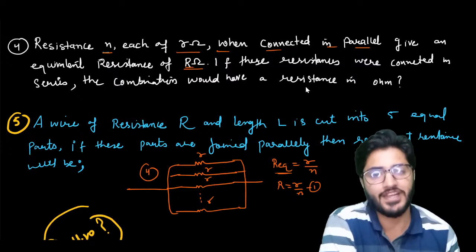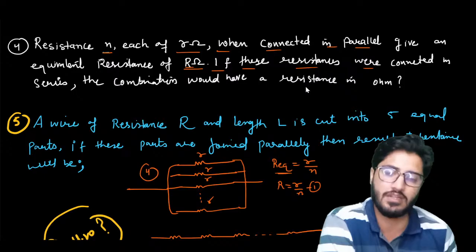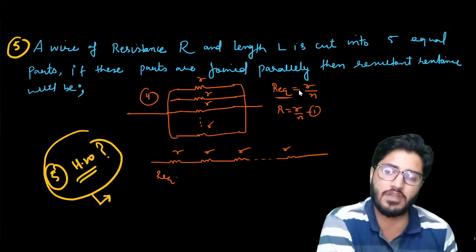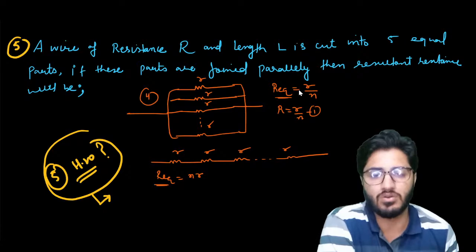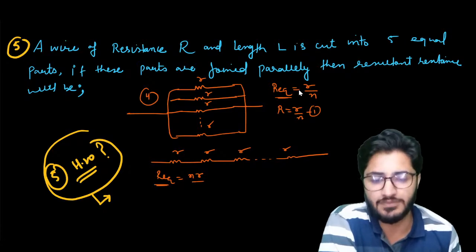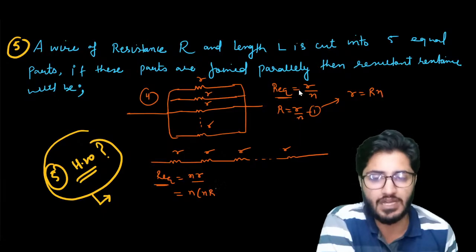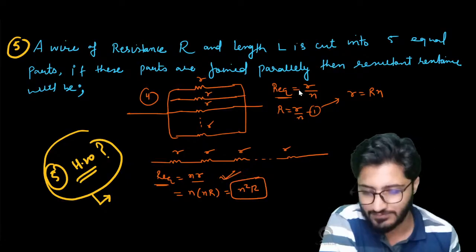The second condition, if these resistors were connected in series, up to N, R, R, R, R. Their equivalent resistance will be N times R. So from the first equation, I will write small r equals R by N, so the series equivalent is N times R by N, which gives N square into R. This one is my answer. Next answer is R N square.